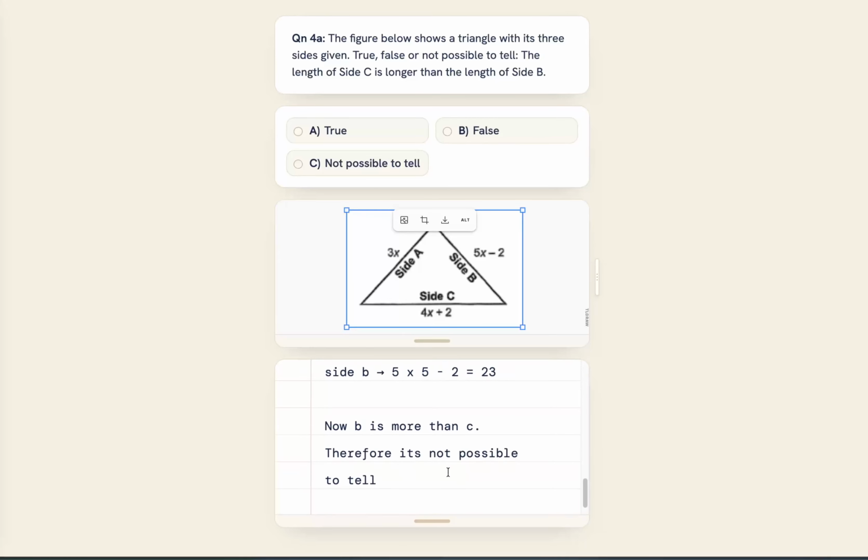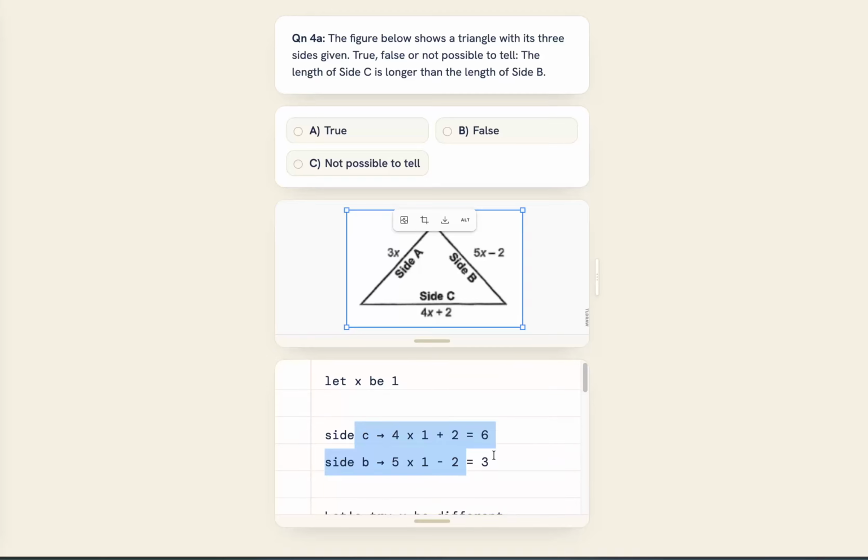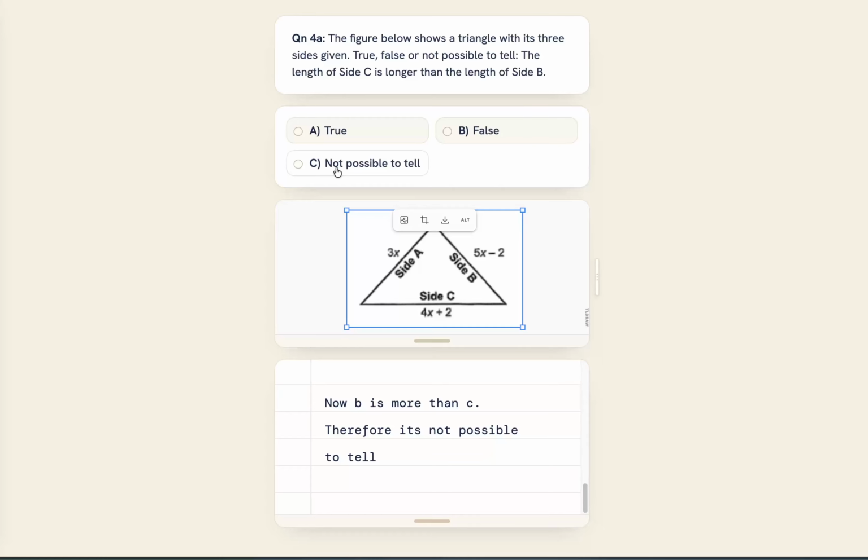If x is 5, B is more than C. If x is 1, C is more than B. So in this case, we really can't know. So it's not possible to tell.